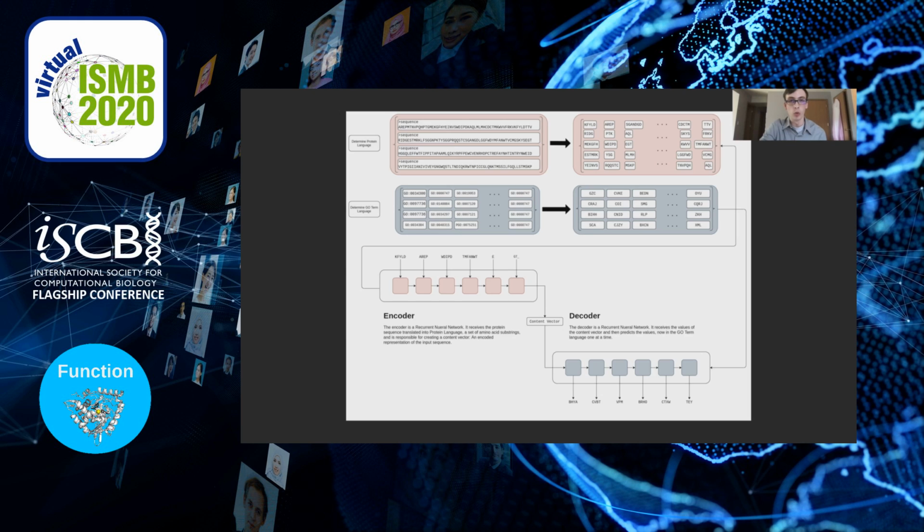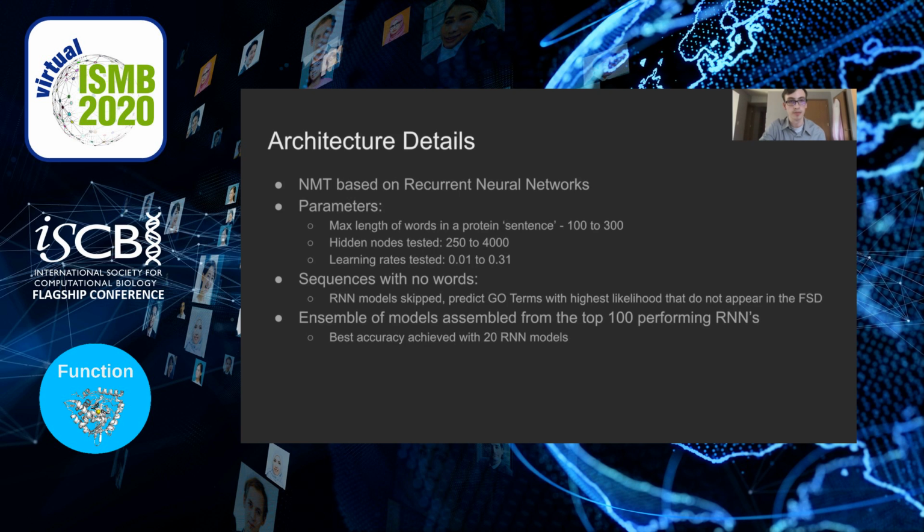Now, this only represents one RNN, and as we said earlier, our method is an ensemble method. So we have trained over 100 of these models and have ranked them combinatorially and have determined that the top 20 of these are the most accurate for predicting Go terms.